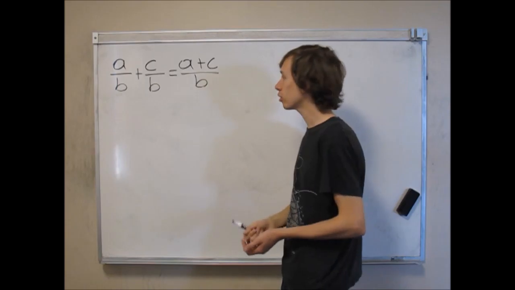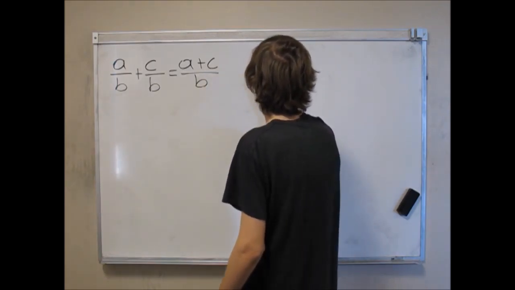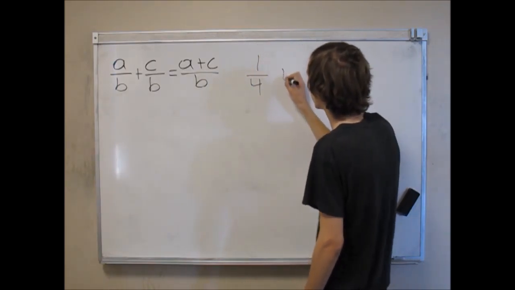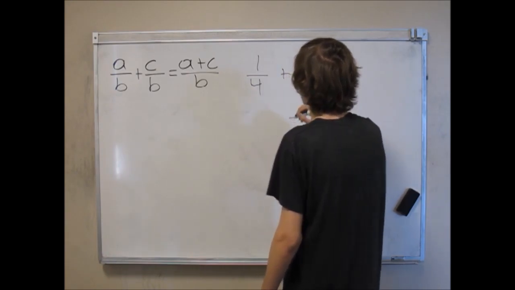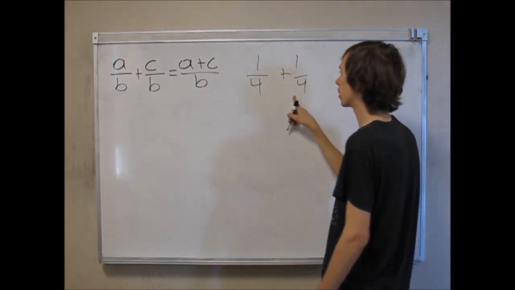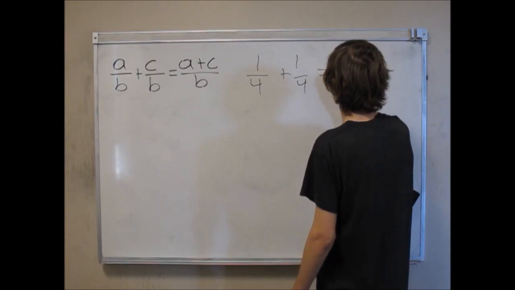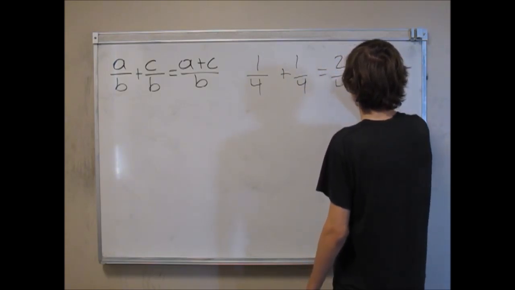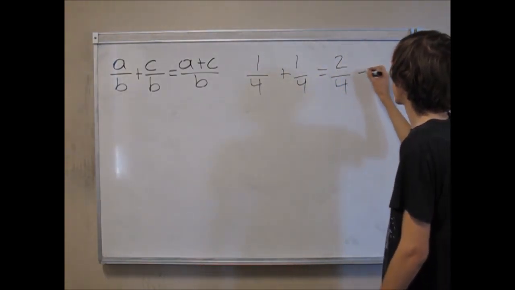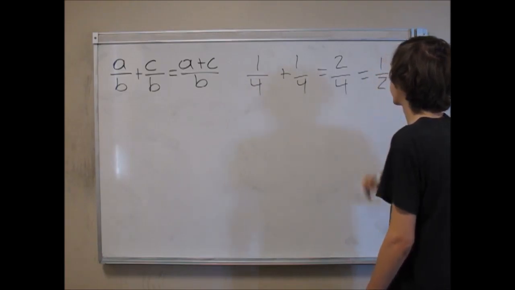So let's do an example. If you had 1 over 4, and you're going to add 1 over 4 to that. So these are both 4's in the bottom, so that's good, and then we just do 1 plus 1 in the numerator, which is 2, right? And then we have 2 over 4, which simplifies to 1/2.